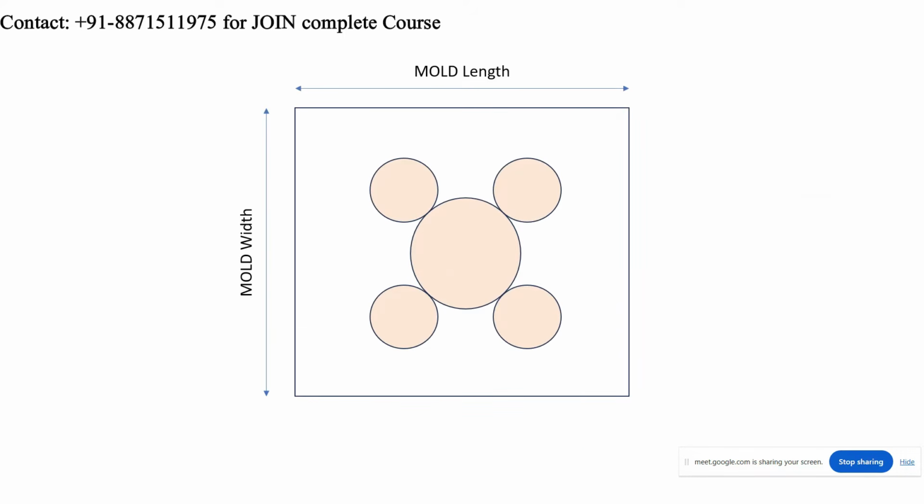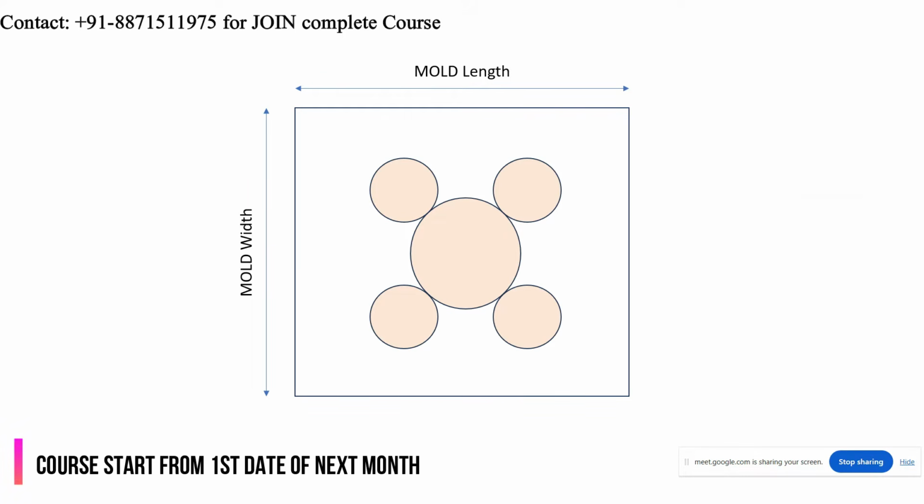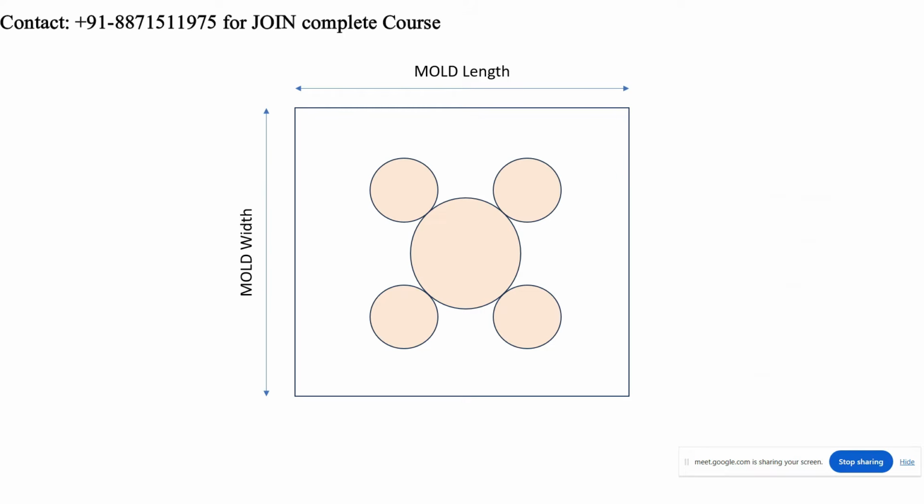So here you can see that the mold length and the mold width depend upon the pitch circle diameter, the PCD, that is, what pitch diameter gear we are selecting. Depending upon that, we have to take the mold length and the width. Is it clear? Yes, sir.